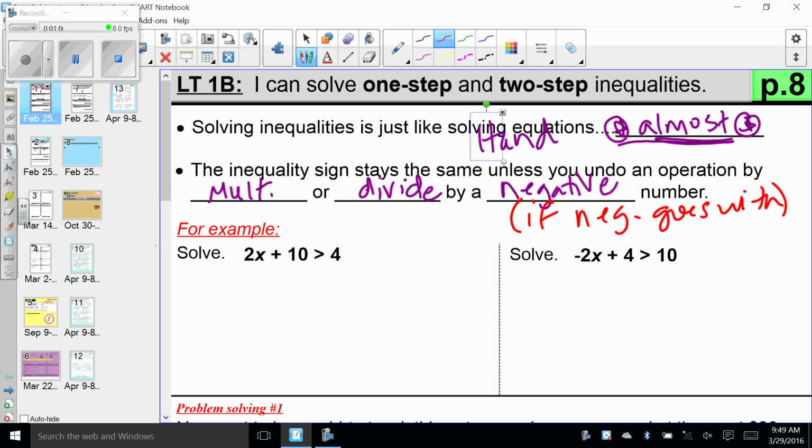Not necessarily if there's a negative in the problem. The key is that if the negative goes with you through multiplication or division, we have to flip the sign. So the good news for you is that you are going to solve all of these inequalities as if you solve the hand method, and you're really strong at that. The bad news is you have to make a decision about the sign at the end of the problem. The inequality sign stays the same unless you multiply or divide by a negative if the negative goes with. So those are your rules. Let's take a look here.